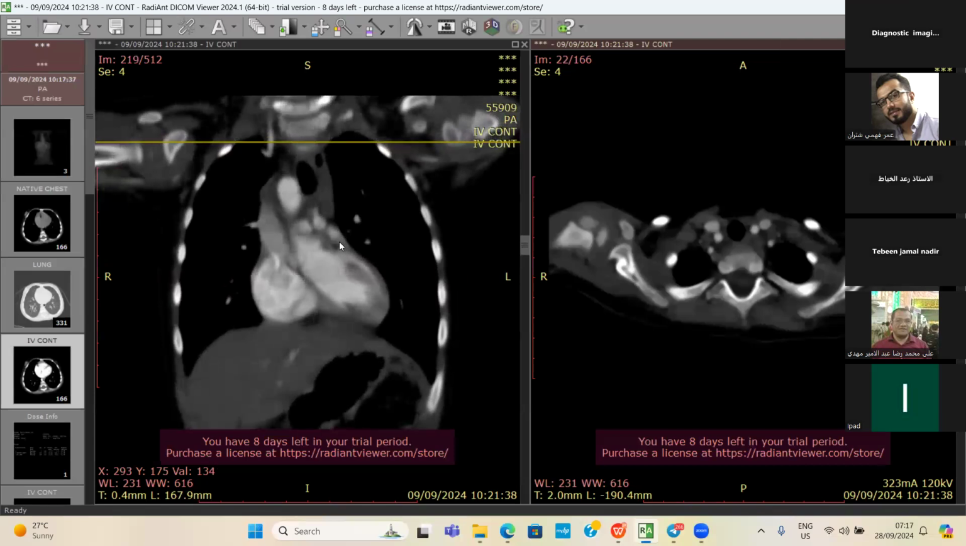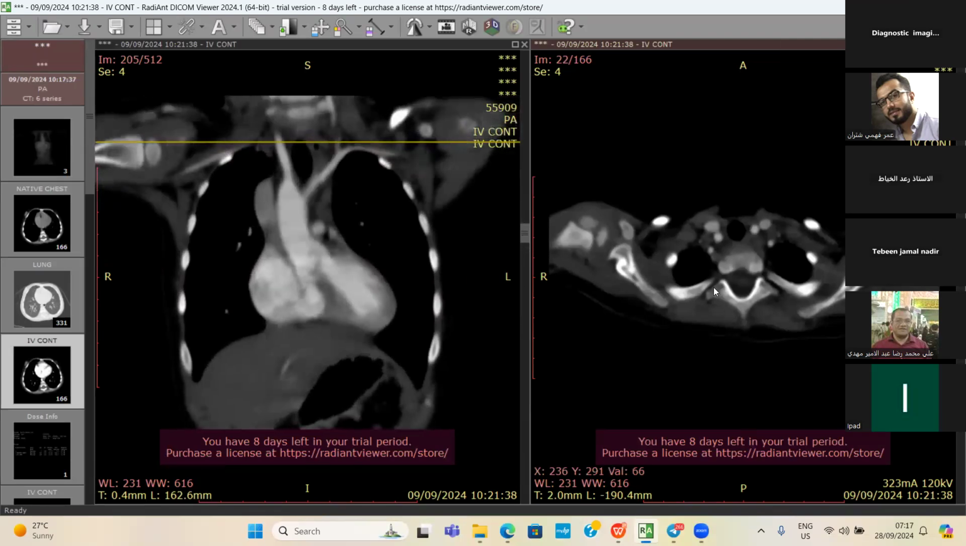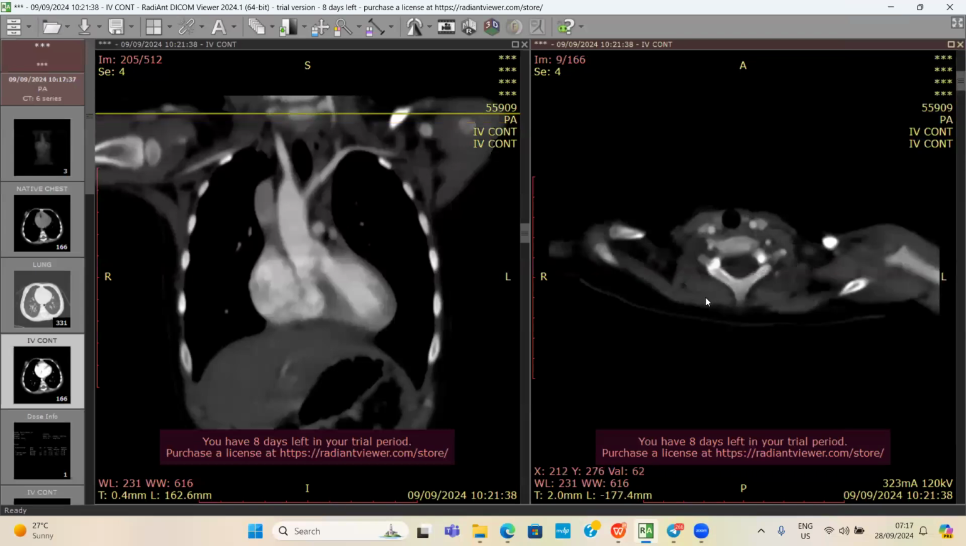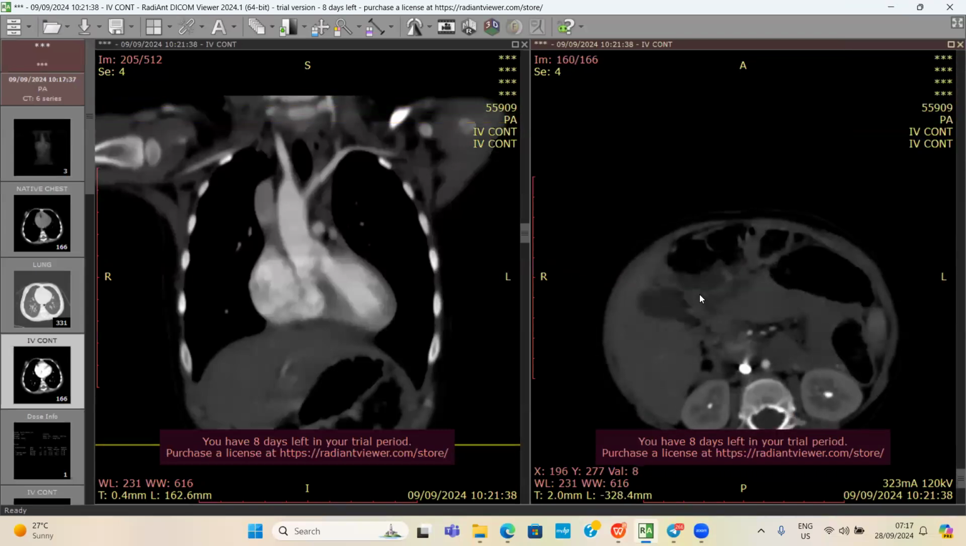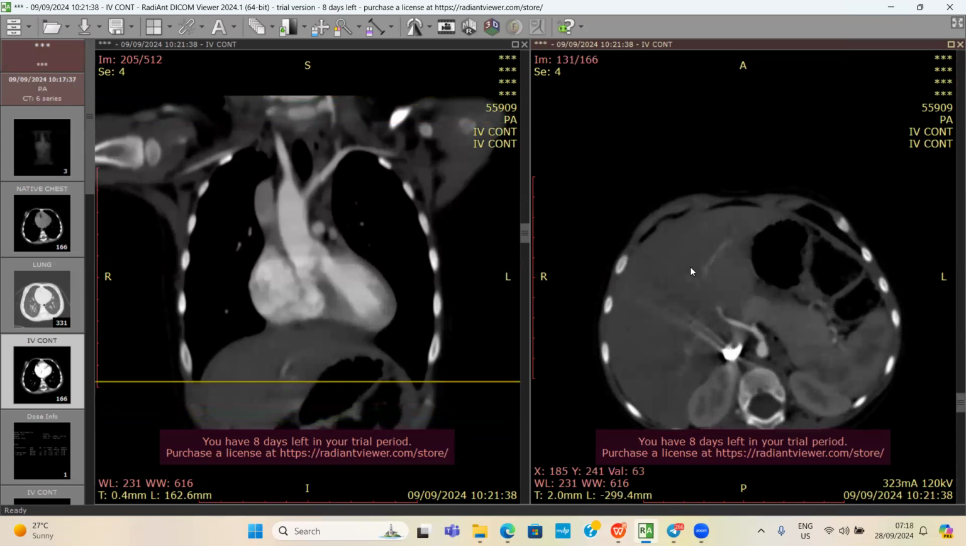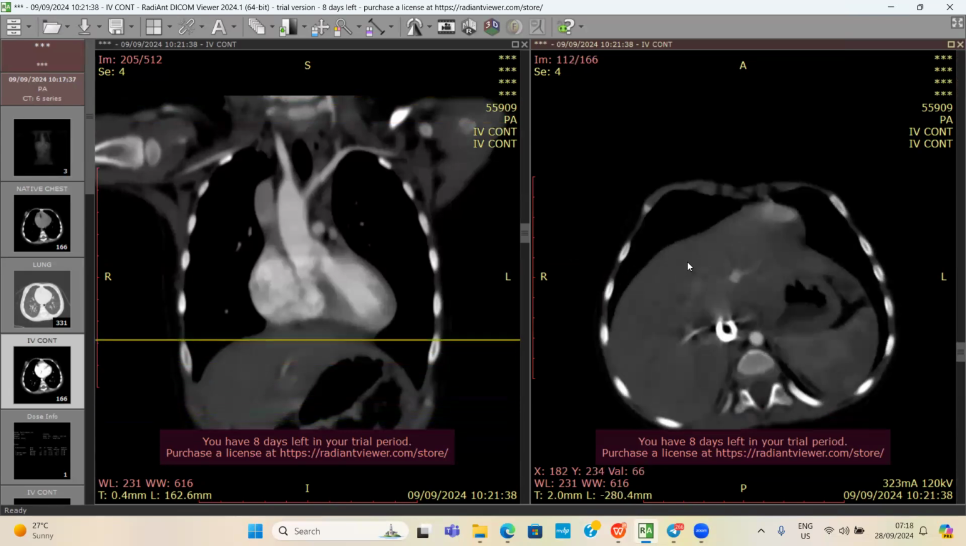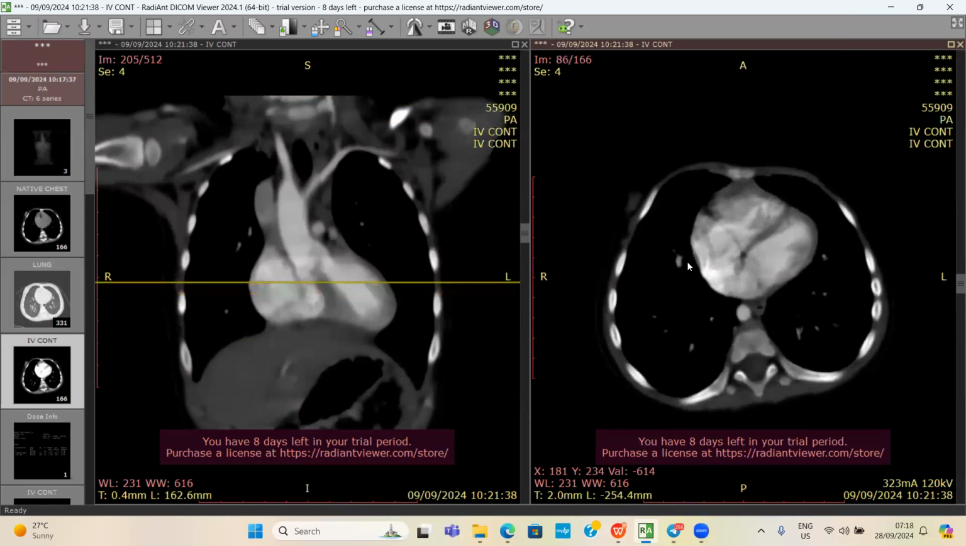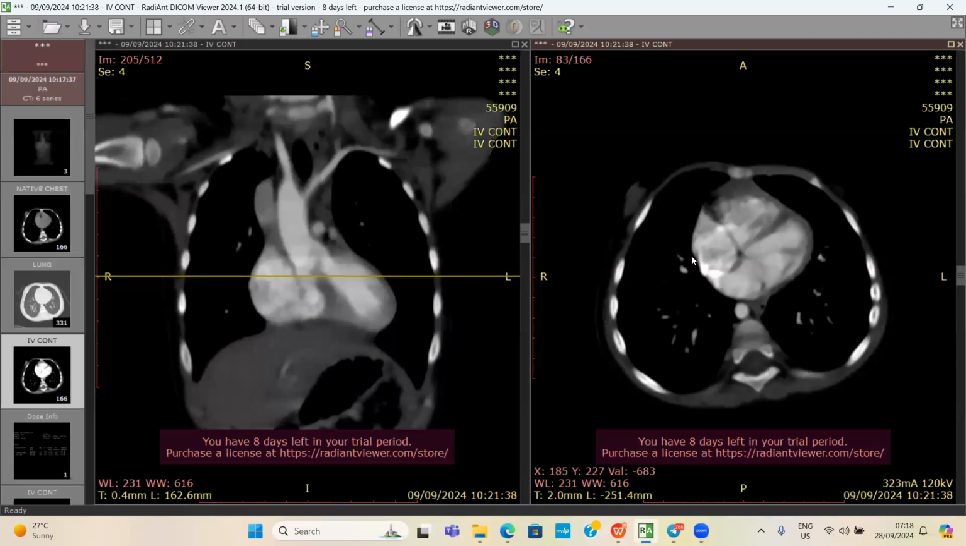Then 15 months with the central cyanosis. What does central cyanosis mean? Central means cardiovascular causes, maybe the cause is a right to left shunt.